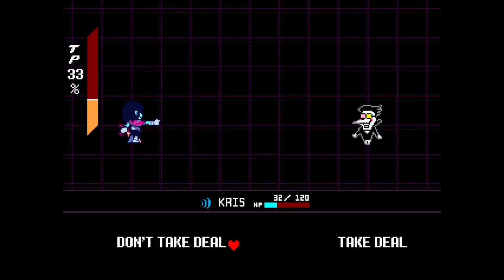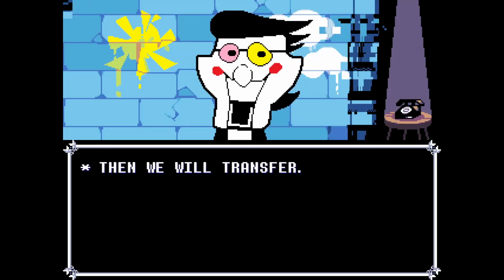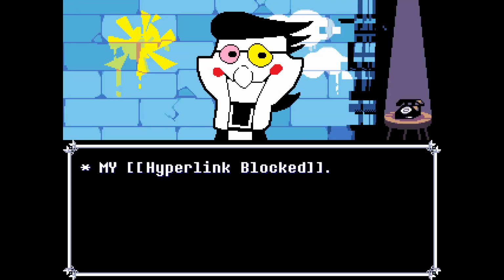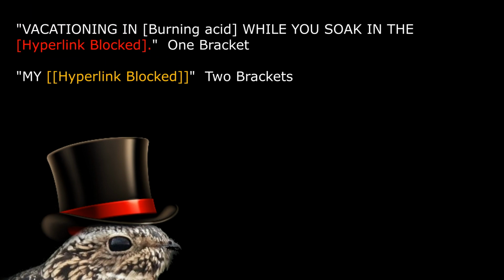I should note that occasionally he uses 2 sets of brackets when he says Hyperlink Blocked. I initially thought that this meant that there were 2 different words that Hyperlink Blocked could mean, but he uses the same word in other sentences using 1 or 2 sets of brackets interchangeably, so I'm just gonna chalk that up as inconclusive for now.